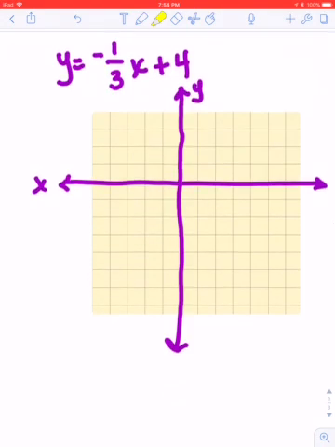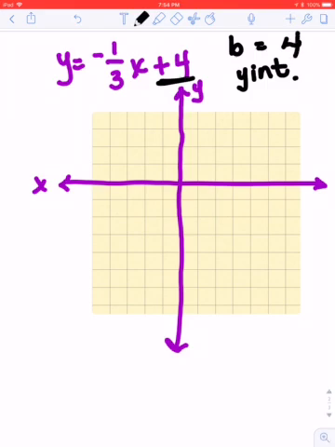Here's our next one. We're going to start out the same way. We're going to identify our b value, which is our y-intercept. That's going to be this value. So +4. So on our y-axis at +4 is going to be our first mark. Then this part right there is going to be my slope. So remember, m is our slope.